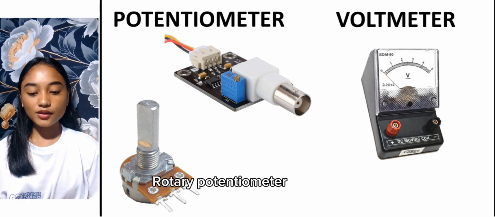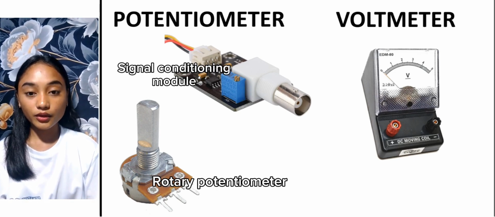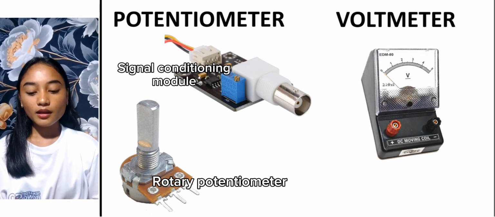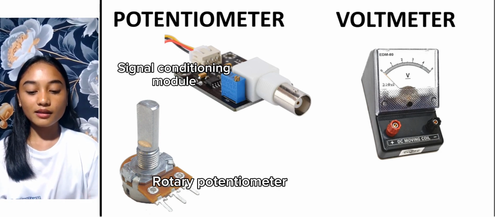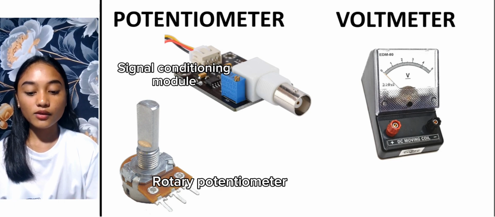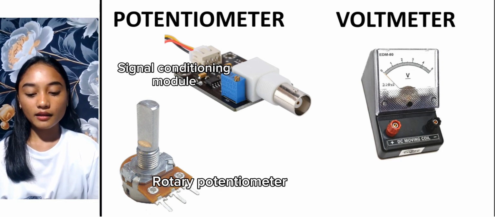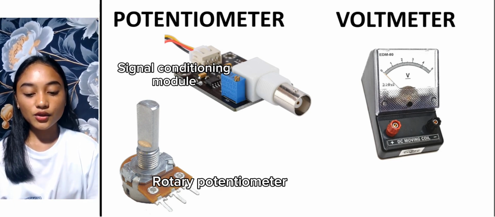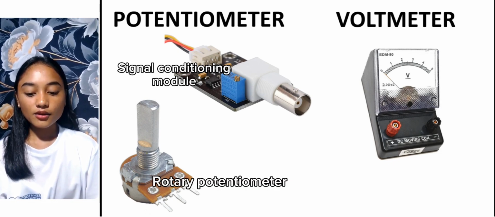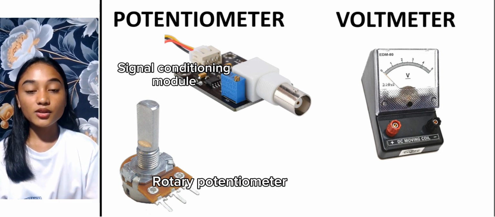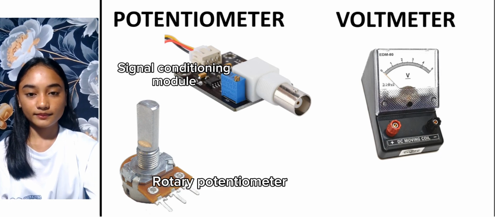The second image is called the signal conditioning module with BNC connector. Signal conditioning or amplifier modules are often used for analog signals like from sensors or oscilloscopes. And its primary function is that it amplifies or processes analog signals, usually from sensors or measurement devices.